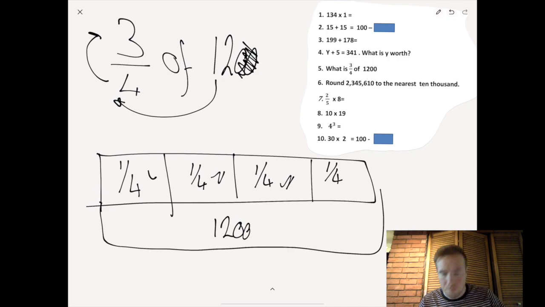Yeah, sorry. Brain went then. So 9. Okay, because 12 divided by 4 is 3, and 3 times 3 is 9. Okay, so if I know what 3/4 of 12 is, then I also know what 3/4 of 1,200 is.